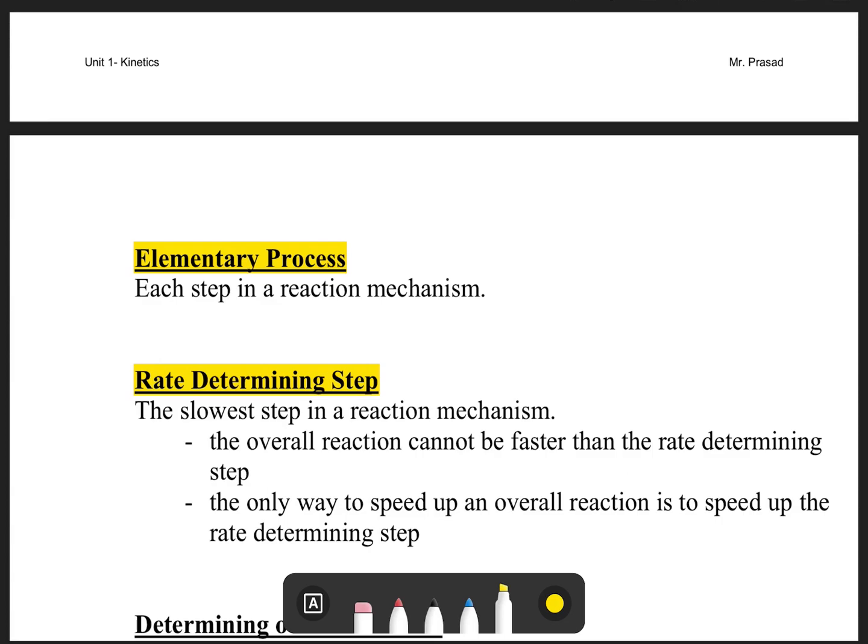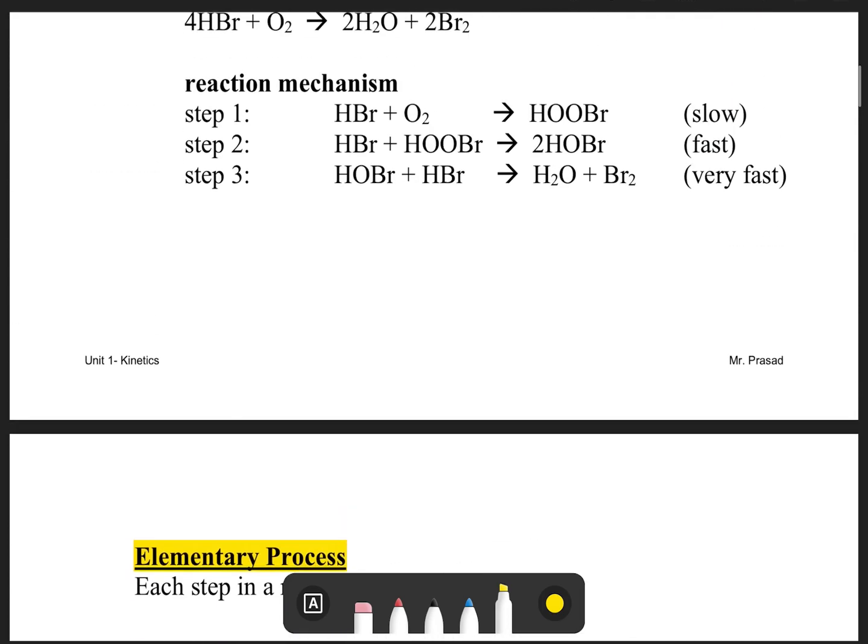The rate determining step: the slowest step in a reaction mechanism. The overall reaction cannot be faster than the rate determining step. The only way to speed up an overall reaction is to speed up the rate determining step. In the above mechanism, step 1 was classified as our slow step. Therefore, step 1 is the rate determining step for this reaction mechanism.